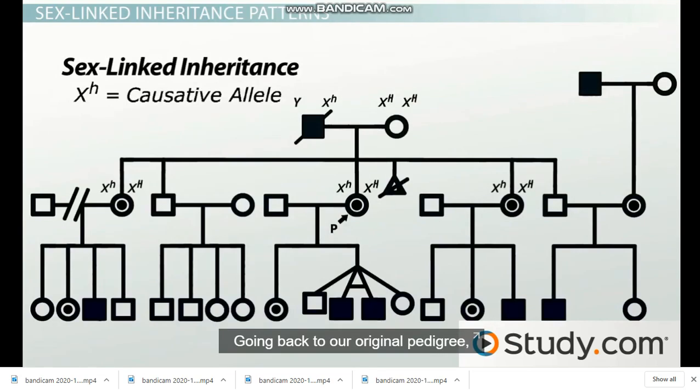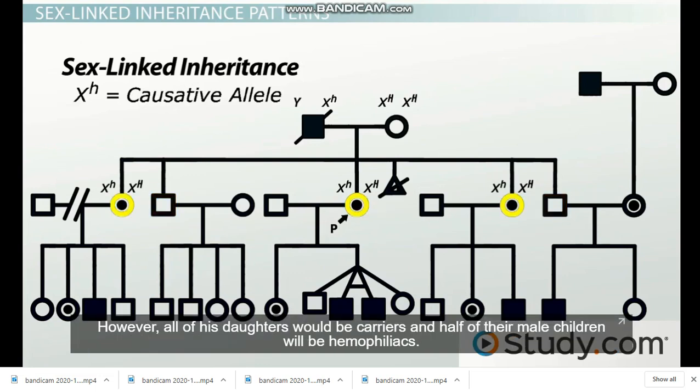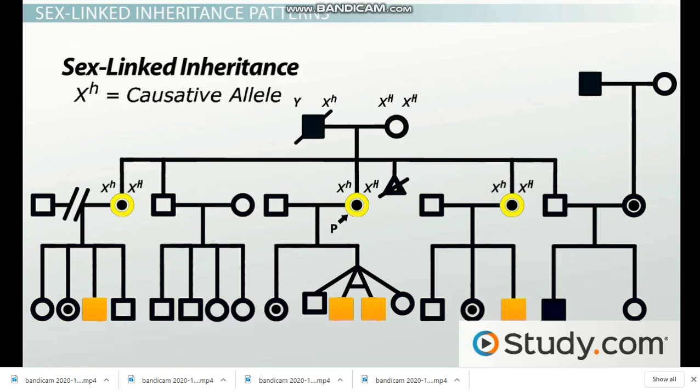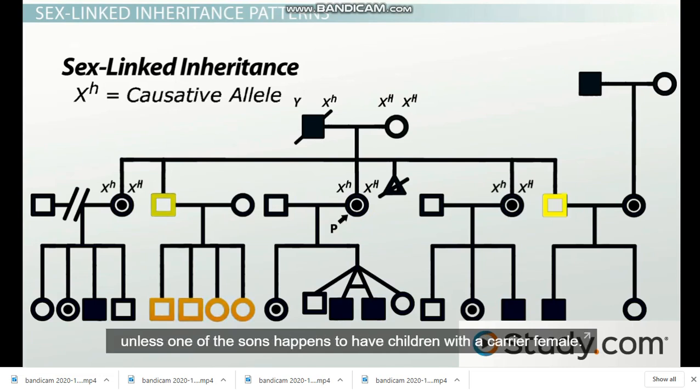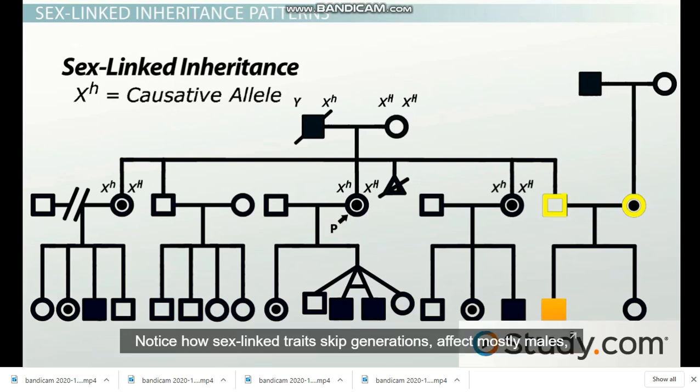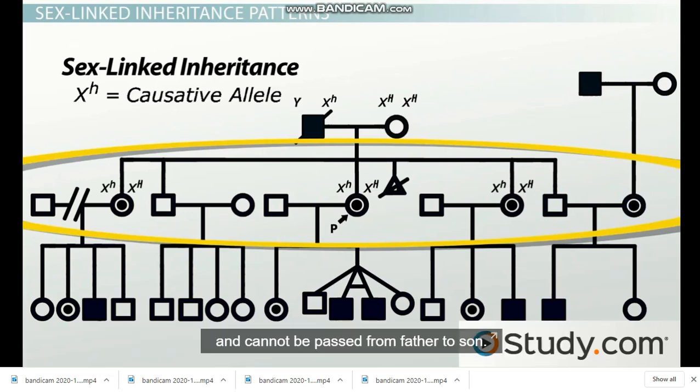Going back to our original pedigree, the children of a hemophiliac father would in most cases all be unaffected. However, all of his daughters would be carriers, and on average, half of their male children will be hemophiliacs. In contrast, no children of the affected father's sons can be hemophiliacs, unless one of the sons happens to have children with a carrier female. Notice how sex-linked traits skip generations, affect mostly males, and cannot be passed from father to son.